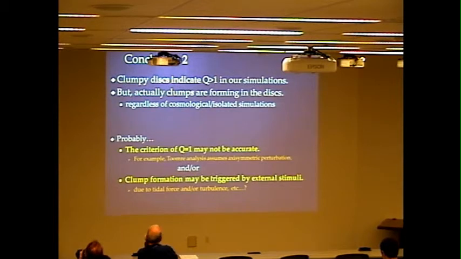Okay, the second conclusion of my result is that clumpy galaxies generally have Q higher than 1. But actually, clumps are still forming in the simulation. The clump formation is supposed to be the consequence of the Toomre instability, but the Q value is not lower than 1, it is generally higher than 1.